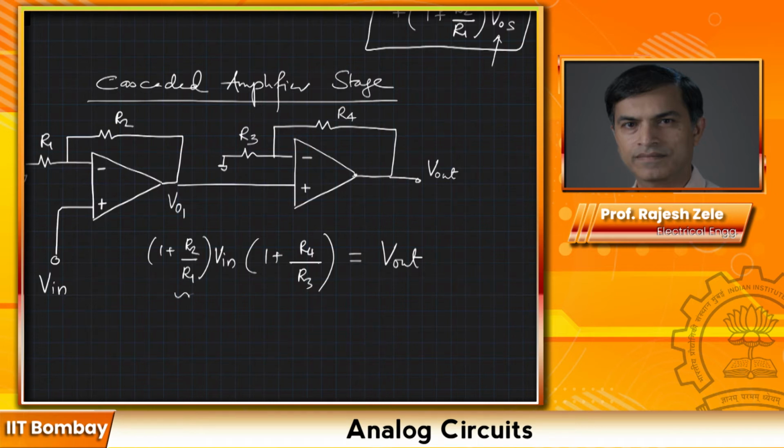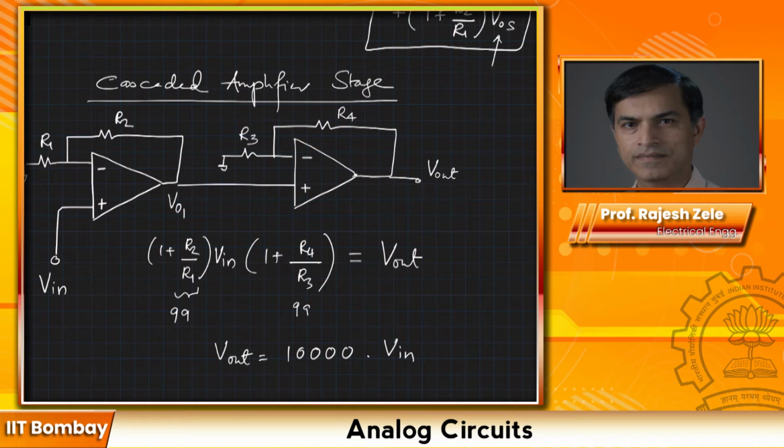So let's say if this was 99, R2 divided by R1, and let's say R4 divided by R3 is also 99, then we get V out is equal to 10,000 times V in. Got it? Now, this is the ideal scenario. Now let's analyze the impact of offset voltage.